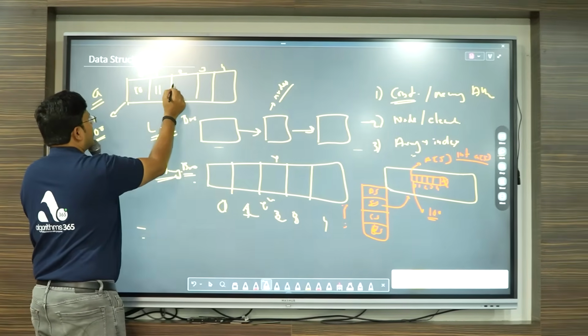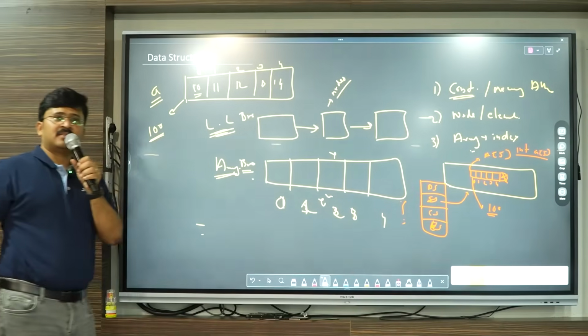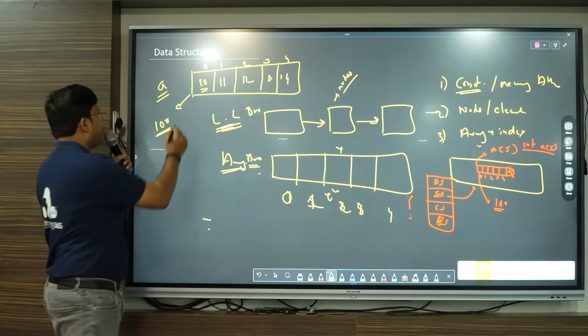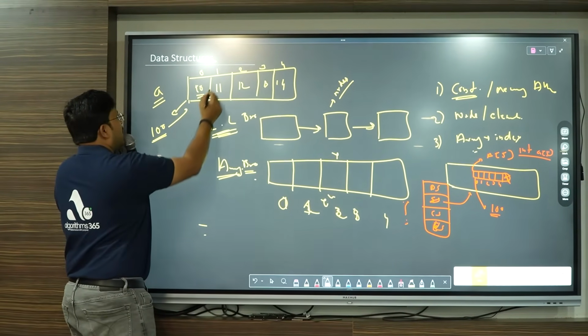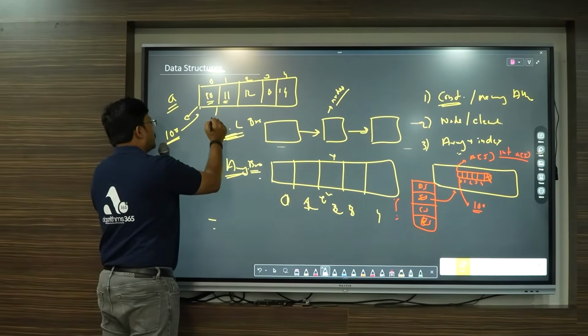Let's say we have stored these values here, right? So where is this 10 being stored? At what address? 100, okay. Let's say this is stored at 100. At what address is 11 stored? 104?